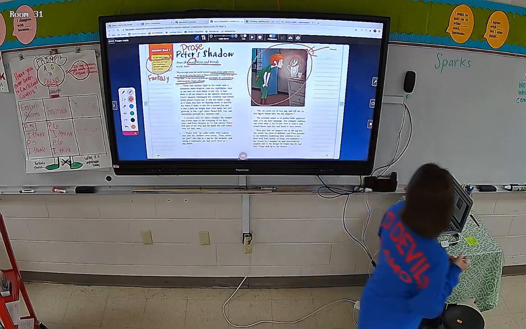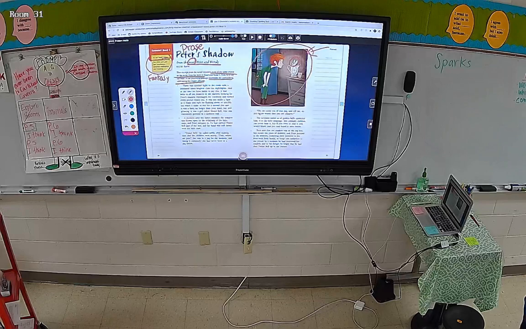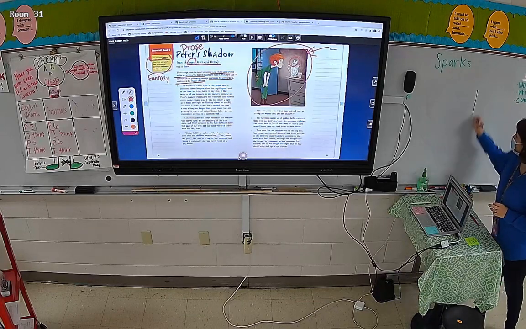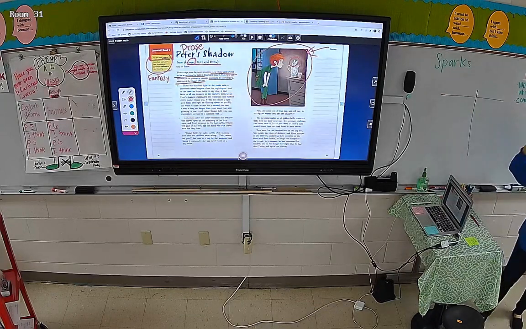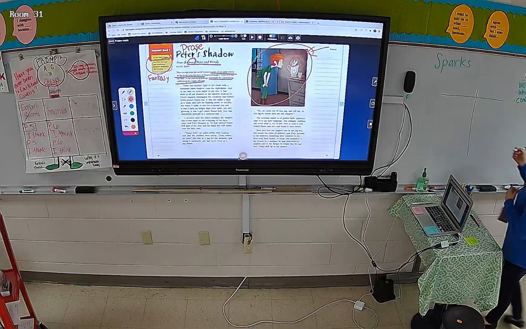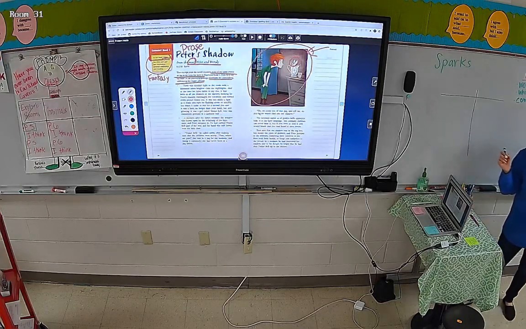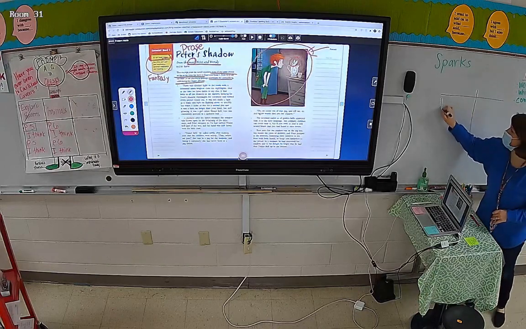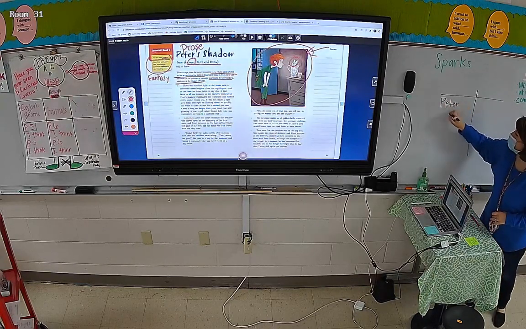Okay, so tell me in this, what's going on here? What's going on in this paragraph? What happened in this paragraph? Annex? Peter saw a bright light in the room. Okay, so Peter sees a bright light. What is that bright light? Tinkerbell. Okay, so we have Peter and we have Tinkerbell, right?